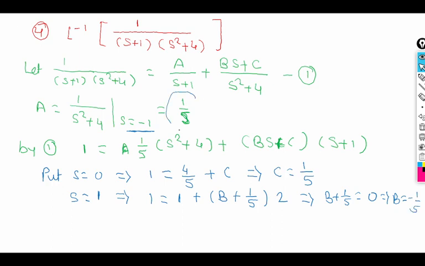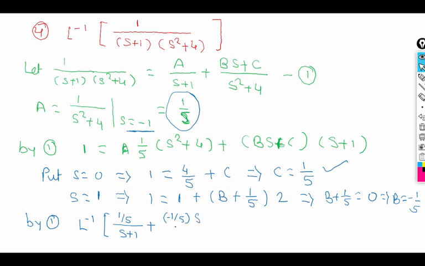So we got A, B, C now. We have A here, we have B here, and the value of C is there. So now the last part, we have to say inverse Laplace of, replacing A, B, C. The value of A is 1 by 5, so 1 by 5 upon s plus 1. The value of B is minus 1 by 5, so minus 1 by 5 s.